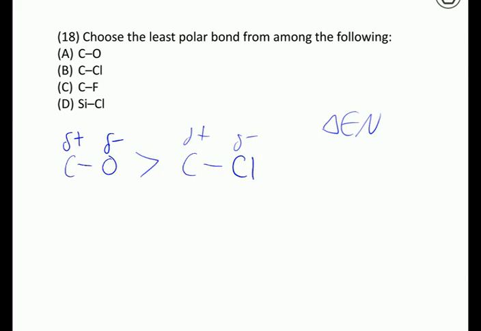This is probably not the best one to pick because there's a little bit of ambiguity here, but oxygen and chlorine are both more electronegative than carbon. Oxygen is more electronegative than chlorine, so this is going to give you a more polar bond, a larger difference. All right, the rest of them are a little bit more straightforward.